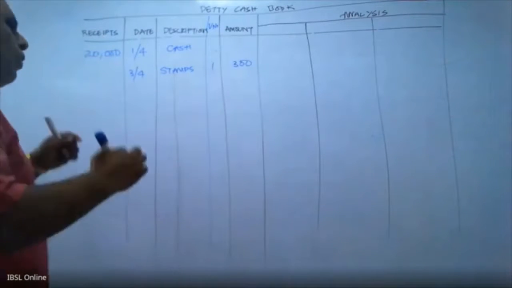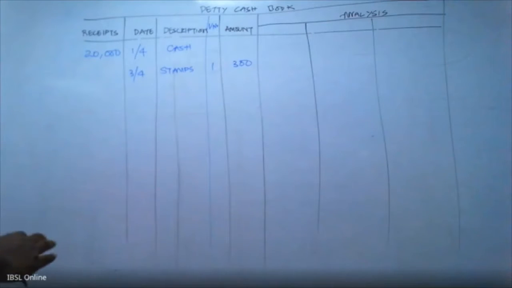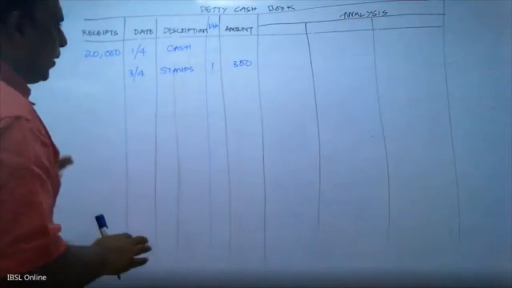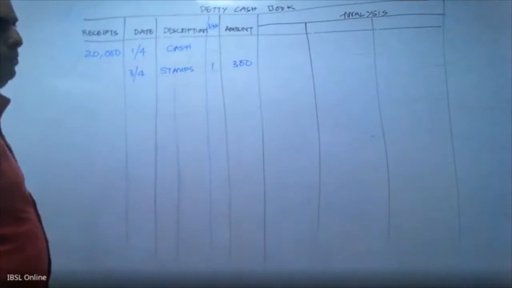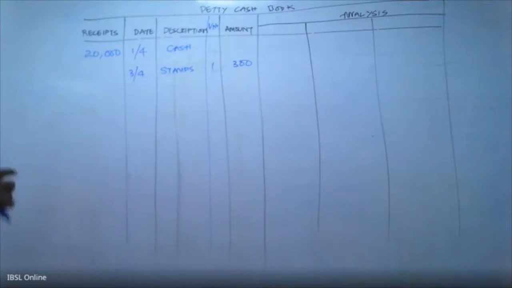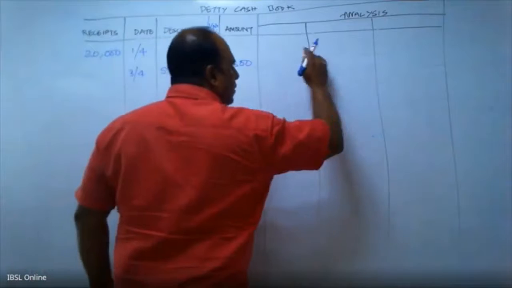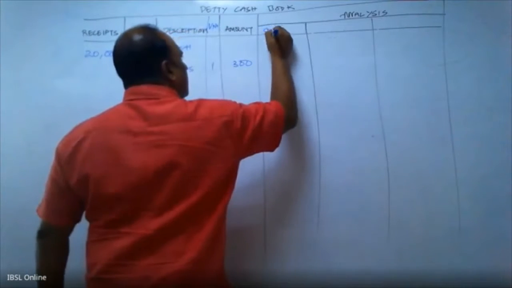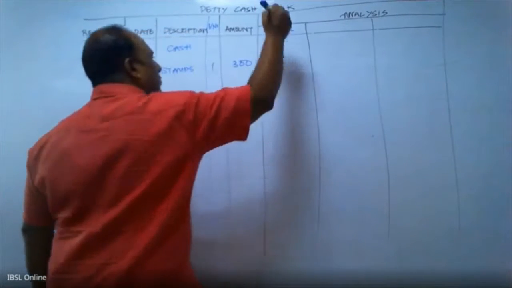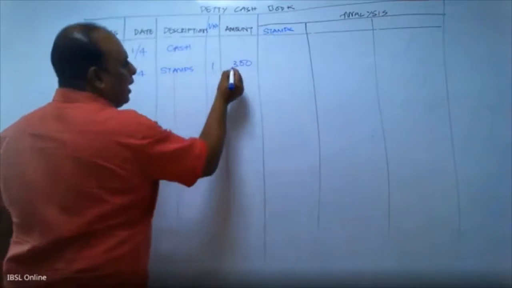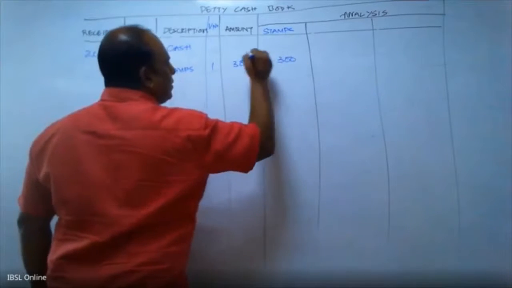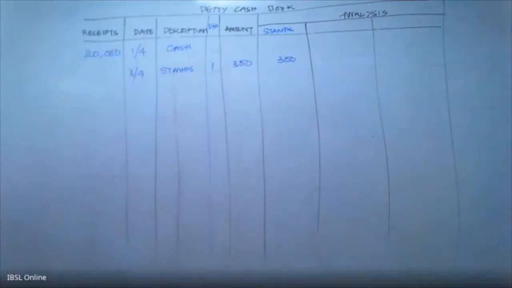Right? Now, what we do as part of the analysis is, during a month, you can spend money several times for stamps. So, in order to keep track of that, we will make use of some space as the analysis column. What do I do here? I will open a column as stamps and I will record this here.